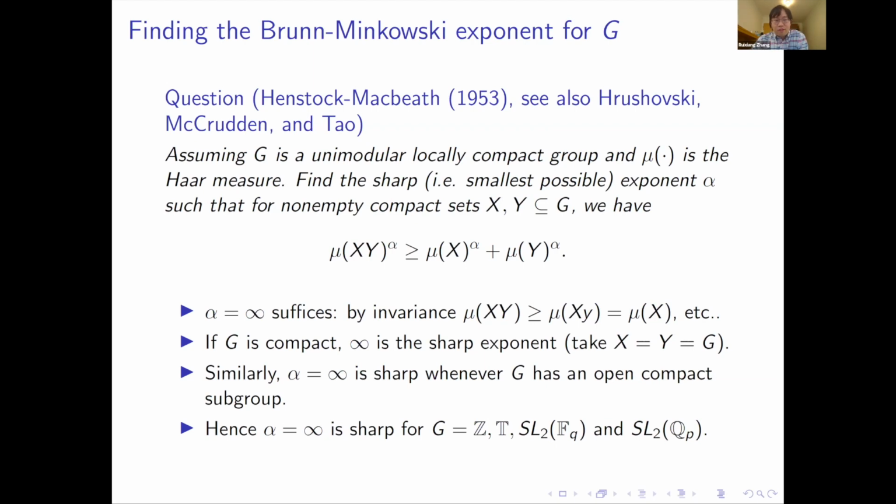Another comment is that if our group is compact, this question is not very interesting in its own right. If you were at my new postdoc talk last semester, then you know that we were studying a different problem than I'm talking about now. So when G is compact, this question is not interesting because infinity is going to be the sharp exponent: you just take X equals Y equals G, and then mu of XY is equal to mu of X and equal to mu of Y. Similarly, another non-interesting case is when G has an open compact subgroup, and then you answer this question trivially, that alpha is infinity and you cannot improve it.